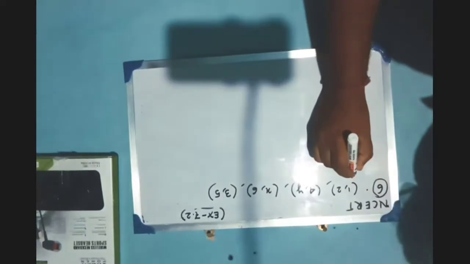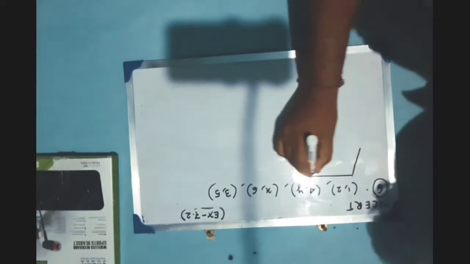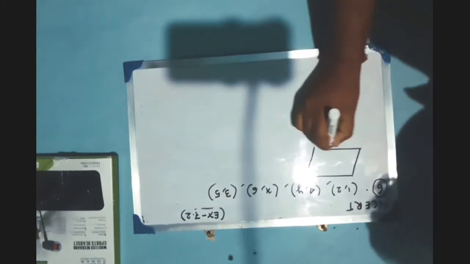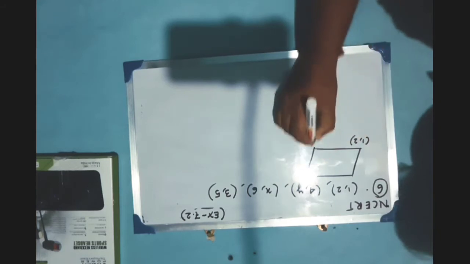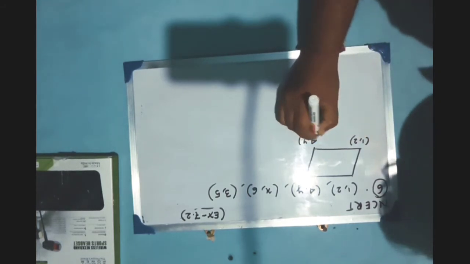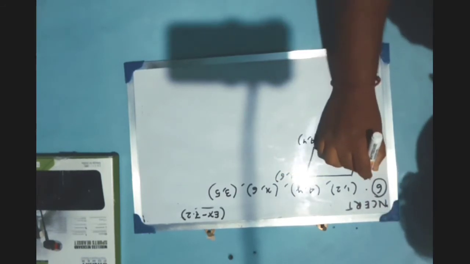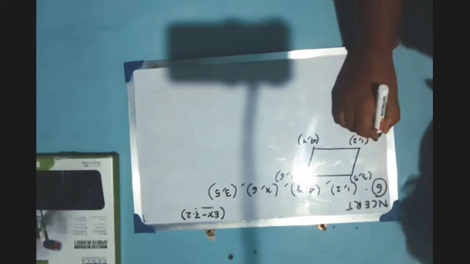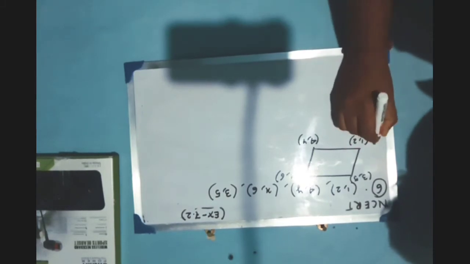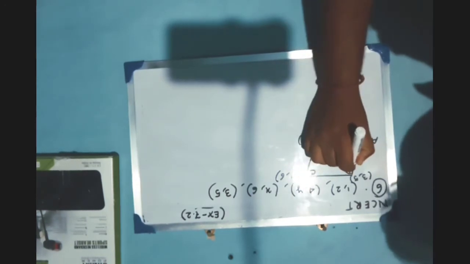That means if I draw a parallelogram, this would be the parallelogram. Now this would be (1, 2), this would be (4, y), this would be (x, 6), this would be (3, 5). So that's why it is called taken in order. So I am taking these vertices as A, B, C, and D.